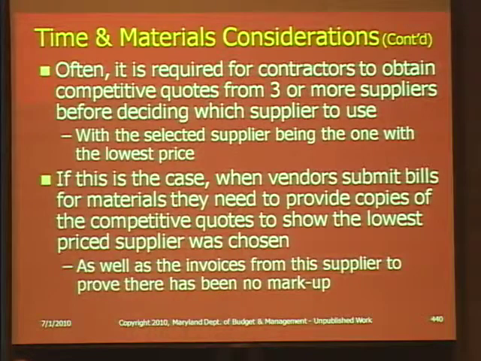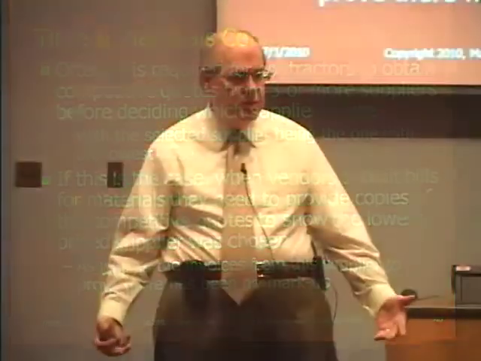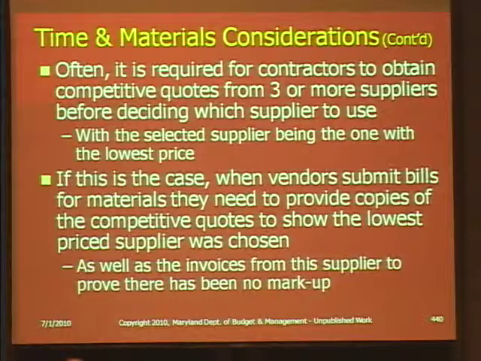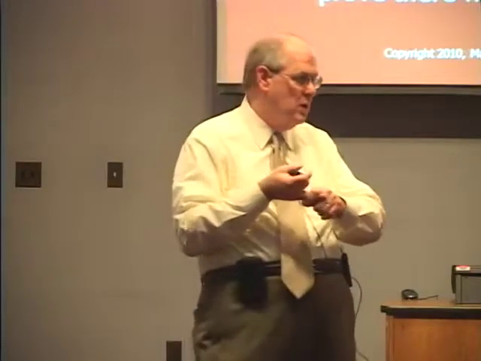Often it is required for contractors to obtain competitive quotes from 3 or more suppliers before deciding which supplier to use, which would be in the specifications. Not mandatory, but it's something you might consider to be an appropriate requirement, with the selected supplier being the one with the lowest price. But as Gary has said, they can play games. I've had it myself for state agencies where they would contact vendors when they would have to get 3 bids. They would know who their highest priced vendors were, so they would always call the 2 highest priced. They knew they were going to get prices out of the ballpark with those 2 vendors, and then the third one was always the one they wanted to award to. So there are ways, and we catch on to some of these every now and then.